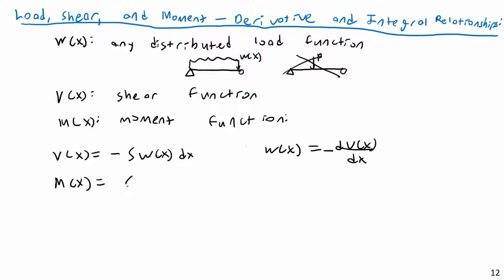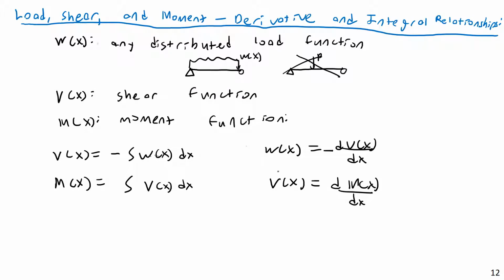M of x is equal to the integral of v of x dx, and then v of x, the shear, is equal to the derivative of moment as a function of x. So in other words, shear is the derivative of moment, load is the negative derivative of shear, and vice versa. We can also have the integral relationships.